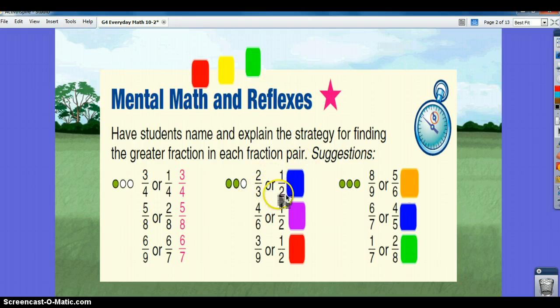2/3 or a half. Think of a ruler where a ½ inch is. 2/3 is beyond that ½ inch. So it would be the 2/3.